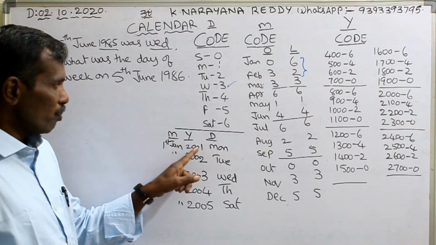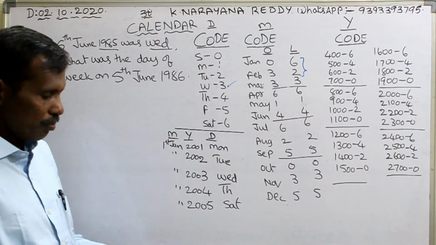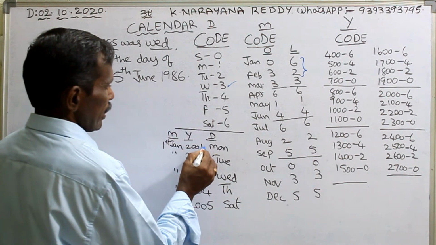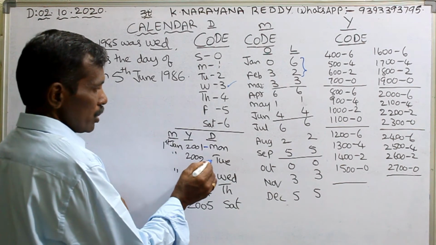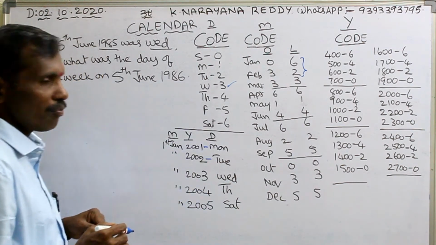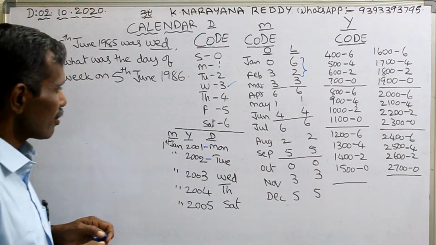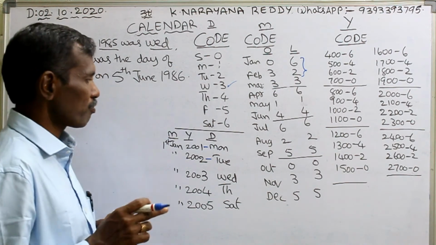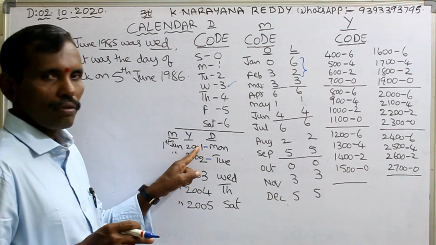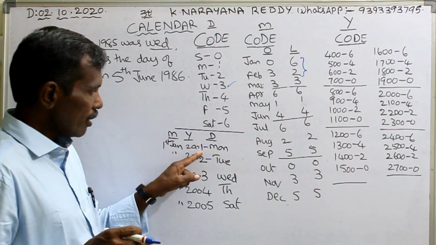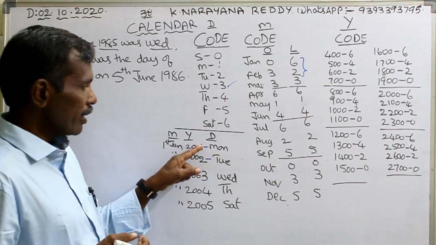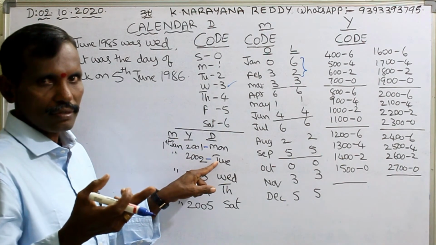1st Jan 2001, it is Monday. For example, it is Monday. 1st Jan 2002 is Tuesday. Why? Because, please observe carefully. This is an ordinary year, you know. After an ordinary year comes the next day in the next year. Okay?